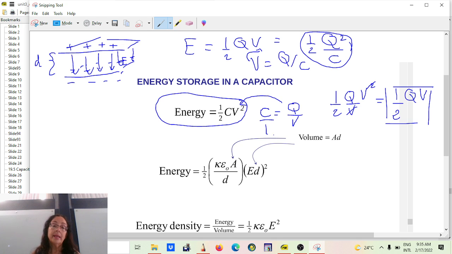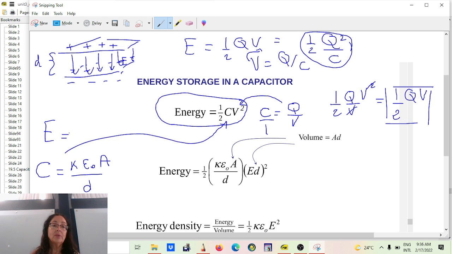Okay? And then if we go back to the equation for a plane capacitor, you have C equals K, the dielectric constant, epsilon 0, that will be the 8.85 times 10 to the negative 12, times the area, divided by the distance. Okay, and you plug that equation into here. What do you get? You get this, 1/2, that's your C, okay? And remember that for a plane capacitor, you have V equals ED. So that comes from the equation V equals minus the integral from A to B of E dot dL. We've discussed that many times.